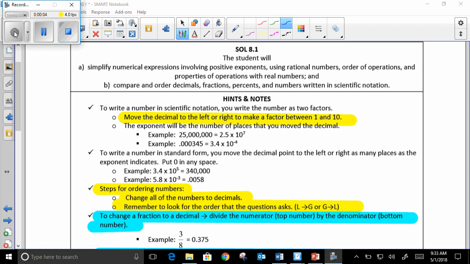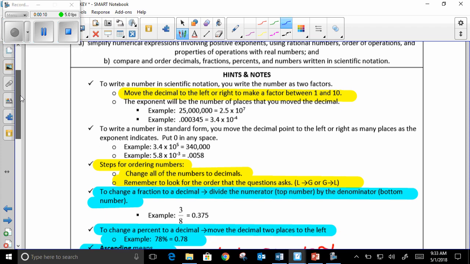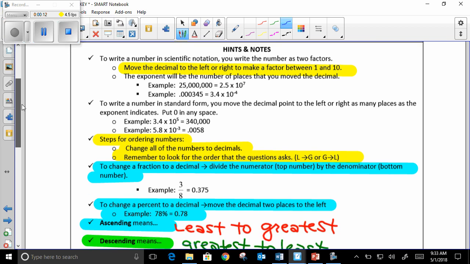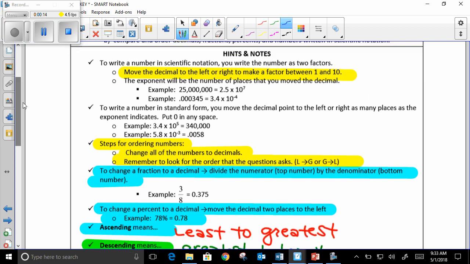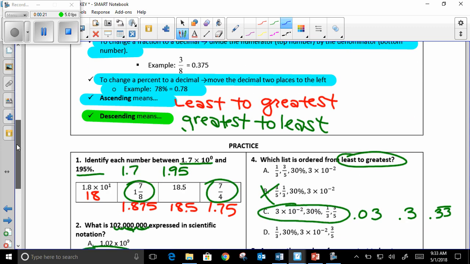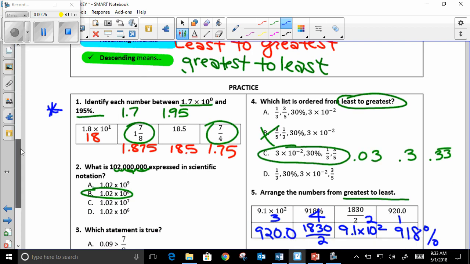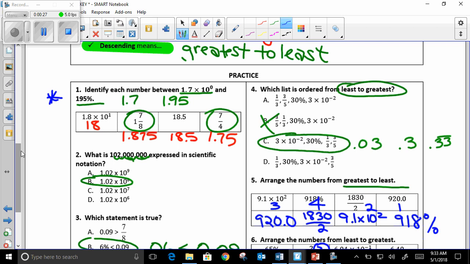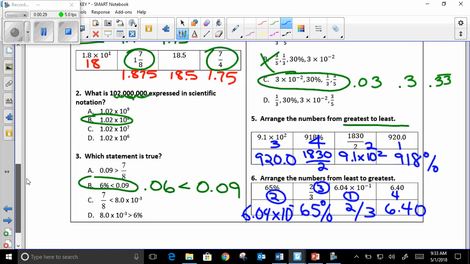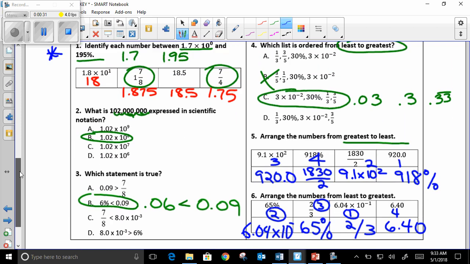SOL 8.1 deals with numerical expressions and positive exponents and comparing and ordering decimals, fractions, and percents. Make sure that you use your highlighter and you highlight all the important information under hints and notes. When you go down to solve each problem, make sure that you are showing all of your work, changing numbers to decimals, and explaining how you got the answer to each question.